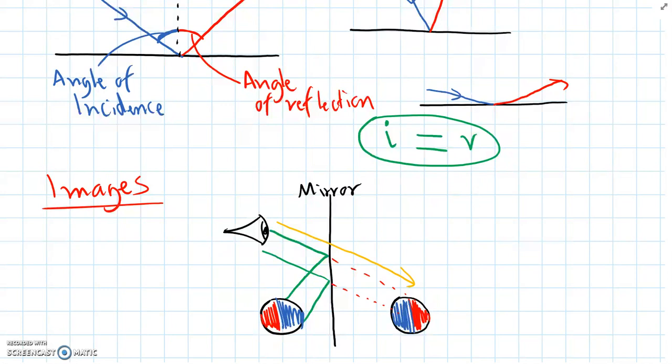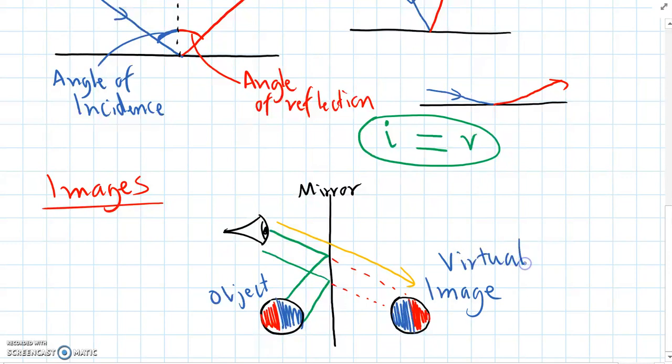So the original ball we call the object, and what we think we see in the mirror is called the image. And sometimes it's called the virtual image because it doesn't really exist. It doesn't exist, but our brain perceives it to be there, so we imagine that the ball is behind the mirror.